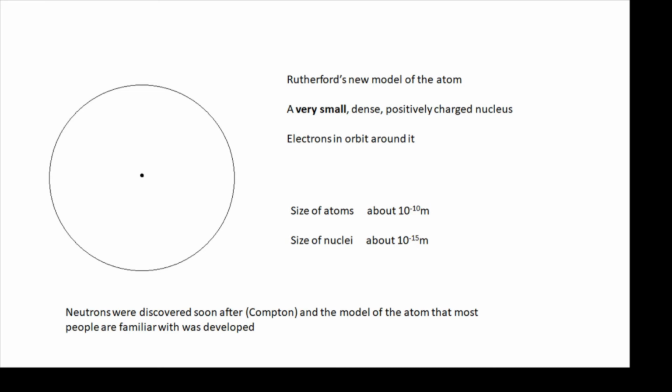Rutherford did the maths and worked out, well, we knew that the size of atoms was about 10^-10 meters, the size of the nuclei about 10^-15 meters. That's 100,000 times smaller. That's like, imagine a football stadium with a Smartie in the middle. Okay? Pretty soon after, neutrons were discovered, and we get to what we imagine is the GCSE model of the atom.